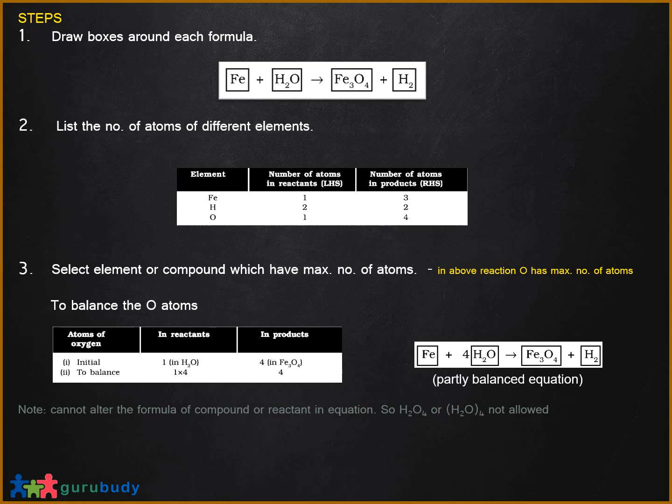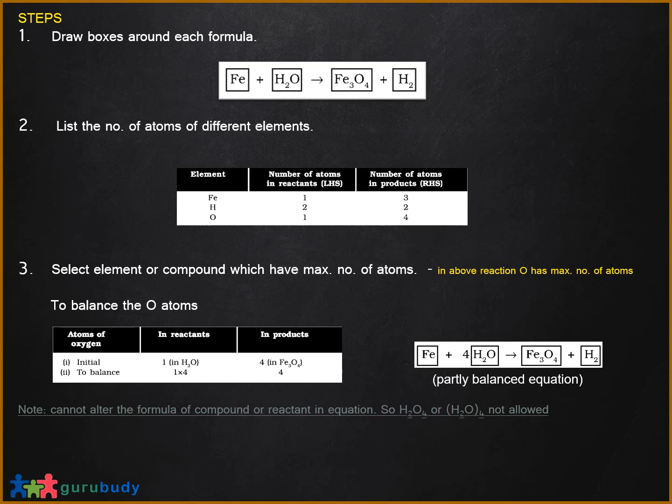Another very important point to note is that you cannot modify the formula of a reactant or product in the equation. That's why we put the box around all the formulas, so that you cannot change the formula. So for water, you cannot make it H2O4 to balance the oxygen, or H2O with a bracket 4 to balance the oxygen. You cannot change the compound. You can only change the number of those molecules. That's why putting a box around is to make sure we don't make a mistake. So now we have a balanced equation from the oxygen point of view.